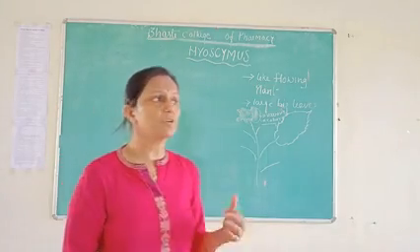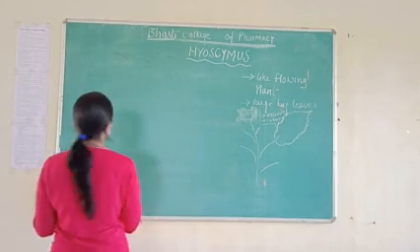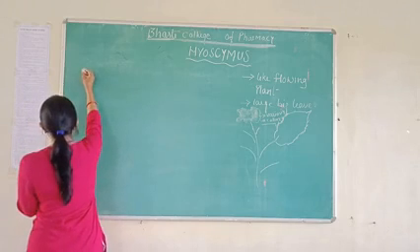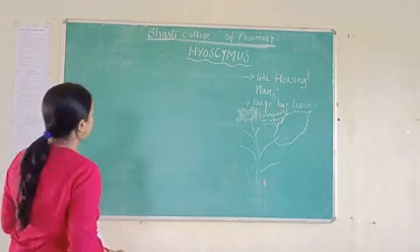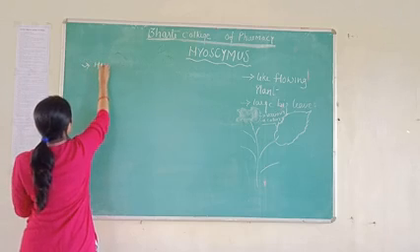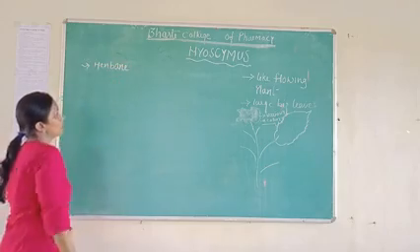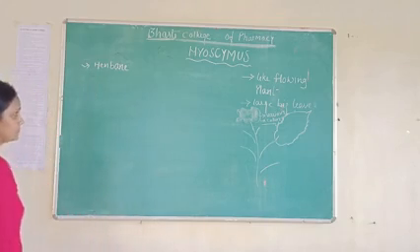So next we go through the other different names, that is, the synonyms of Hyoscyamus. They are also known as henbane. Henbane is another name of Hyoscyamus.